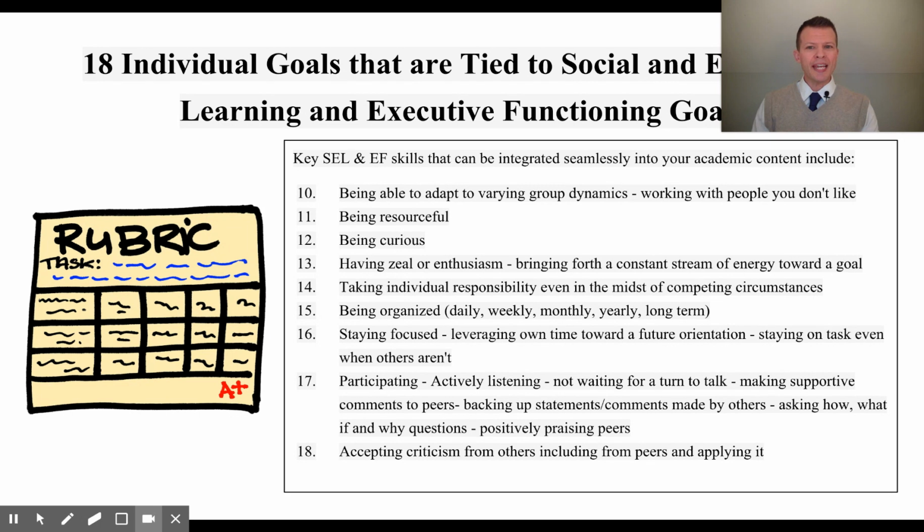All right, so those are the 18. We're going to talk a little bit more down the road about establishing success routines, and I look forward to continuing our talk. Thanks.